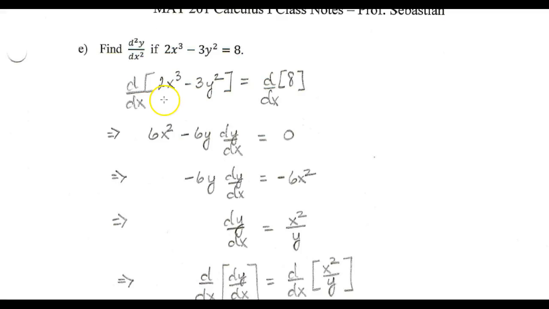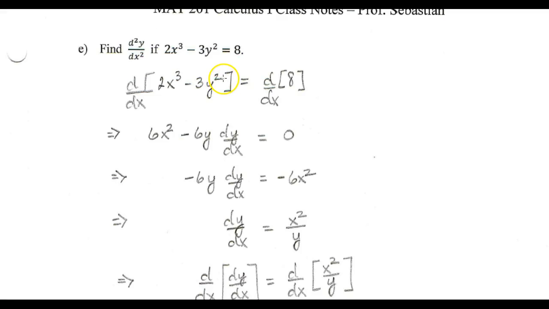So I take the derivative of both sides of the equation. So the derivative of 2x cubed is simply 6x squared, right? That's a simple power rule. And then the derivative of minus 3y squared. I've got to use the chain rule, right? Because y is an unknown function of x. I'm not solving for y to see what it is. I'm leaving it in this form.